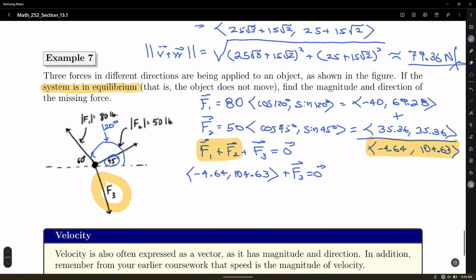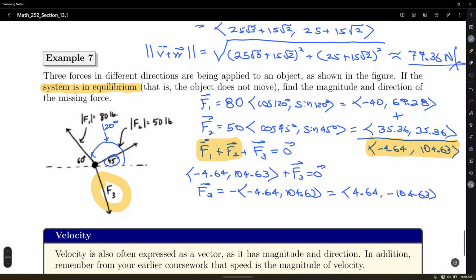So in this case, I can simply move the vector to the right-hand side of this equation. So F3 will be 4.64, negative 104.63. That means the missing force right here will be represented as the vector 4.64, negative 104.63. But they're not only asking us for the vector representation, they're also asking us for the angle, that is the direction.